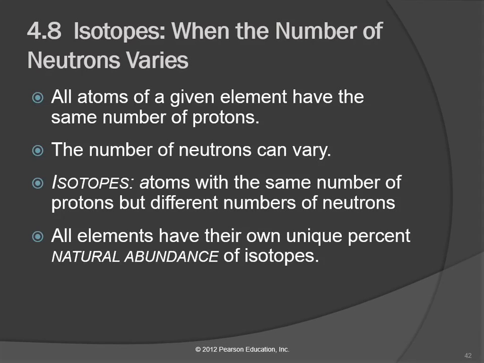What about the neutrons? Well, the number of neutrons can vary from one atom of an element to another. And these are called isotopes. So isotopes are atoms that have the same number of protons, they're members of the same element, but they have different numbers of neutrons. So they're just a little different, okay? Iso is a prefix meaning the same. So they're the same, and yet they're not exactly the same.